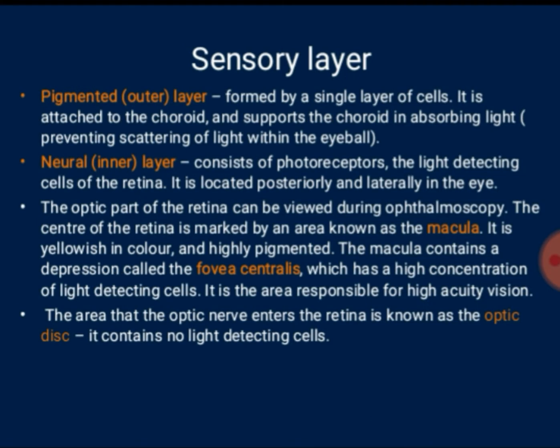Now the next layer is the sensory layer. The retina consists of two layers, the pigmented layer and the neural layer. Both layers coordinate with each other and are responsible for image formation and vision. The area of most acute vision in the eye is the fovea, which is a deep pit-like structure in the macular area of the retina. The fovea consists of only cones. It doesn't contain any rods.